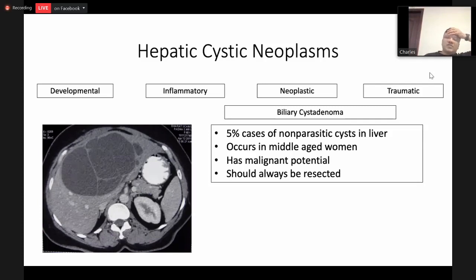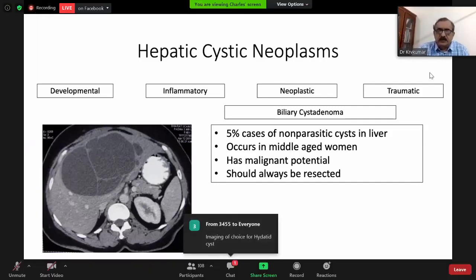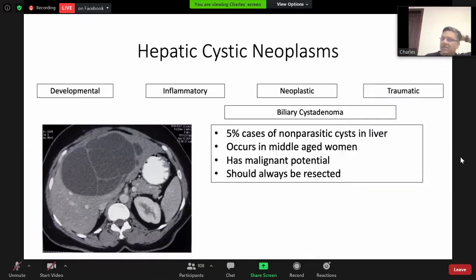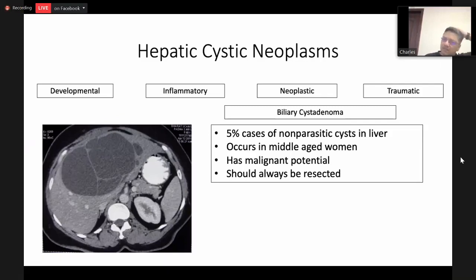So you want to make a comment here? No, I don't want to make a comment here. And how common is this in your practice, Charles? We have seen 3 or 4 cases in the last 5 years which we have resected. It's a rare entity, but it accounts for 5% of non-parasitic cysts in the liver. Okay. And the message is you should not aspirate. You have to make the diagnosis on imaging.